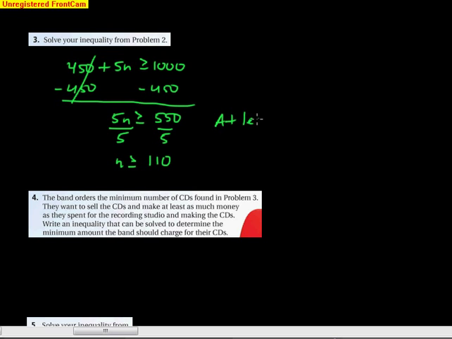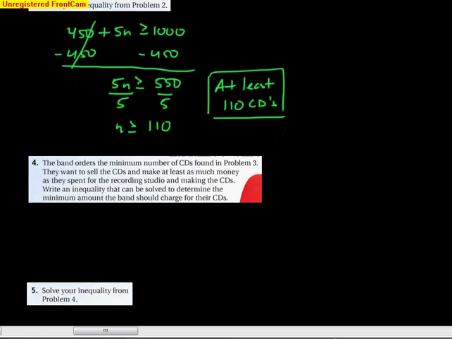At least 110 CDs. So 110 is the minimum, but you need to sell 110 or more. Okay? All right. Step 4 now. It says the band orders the minimum number of CDs found in problem 3. They want to sell the CDs and make at least as much money as they spent for the recording studio and making the CDs. Write an inequality that can be solved to determine the minimum amount the band should charge for their CDs.